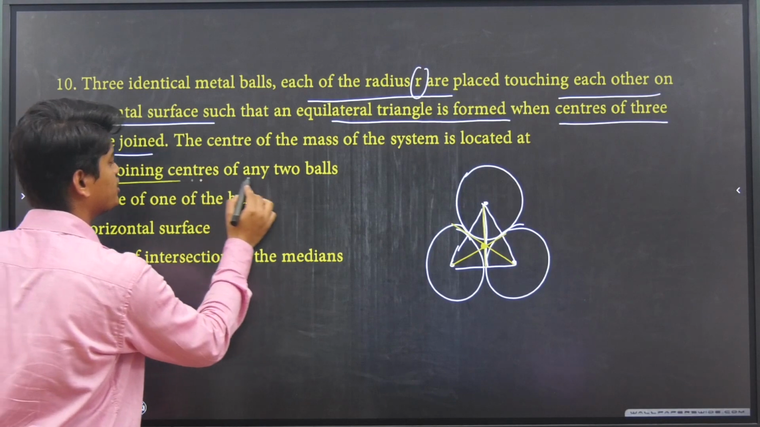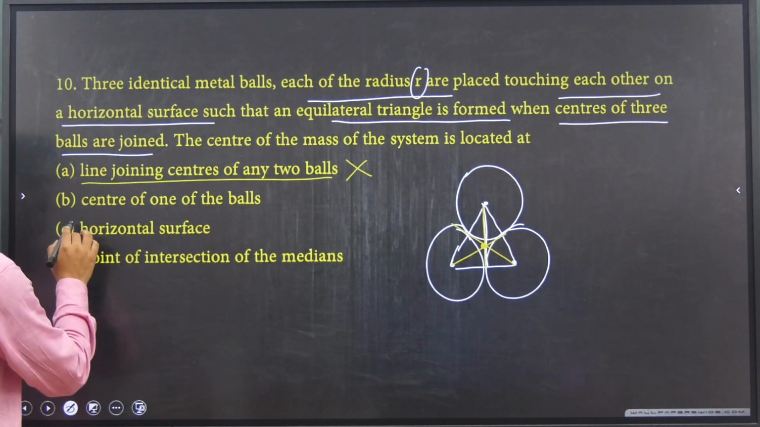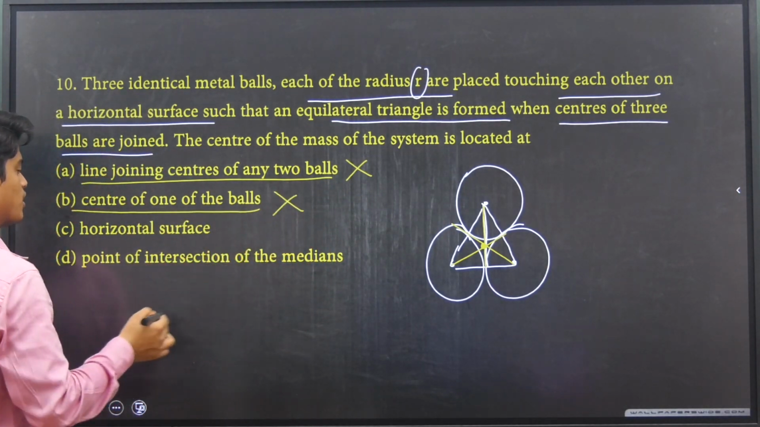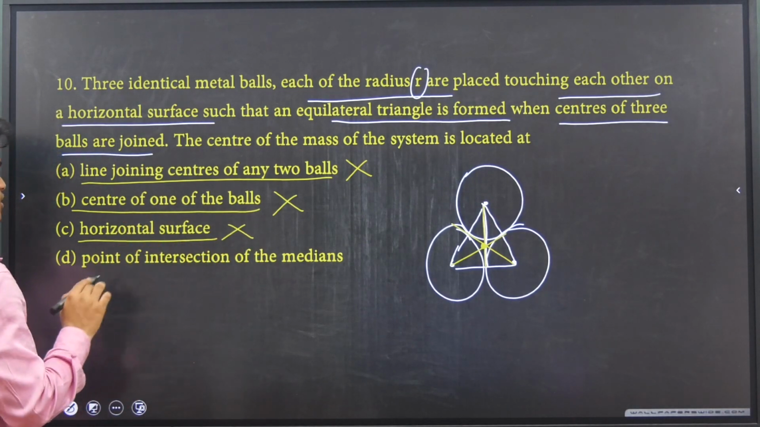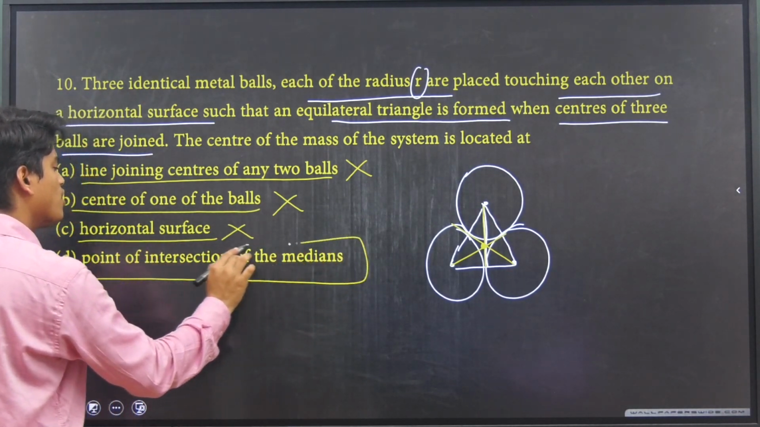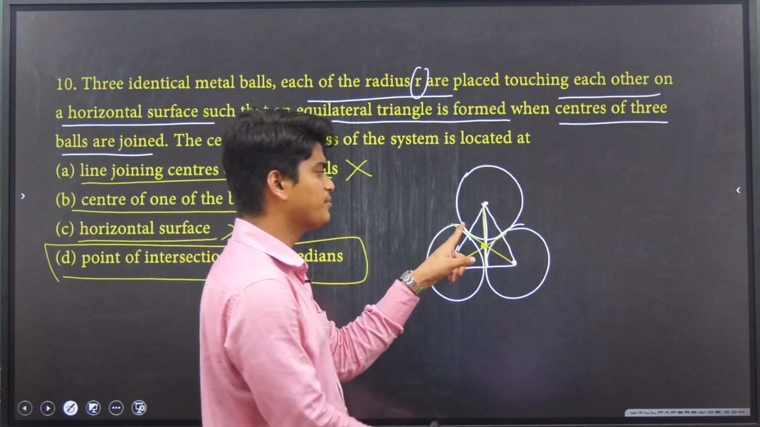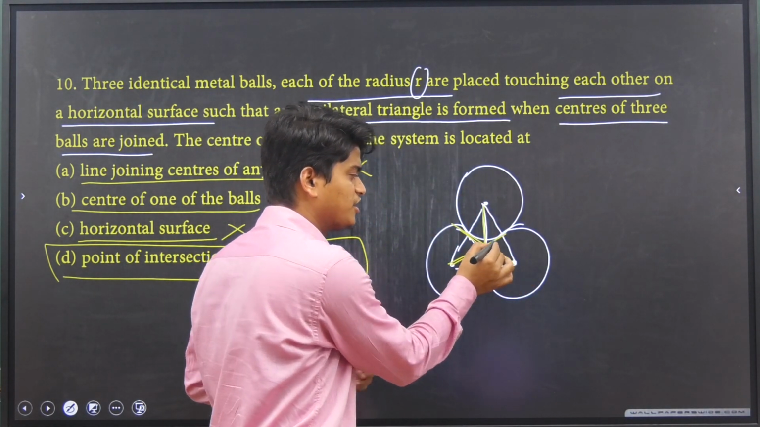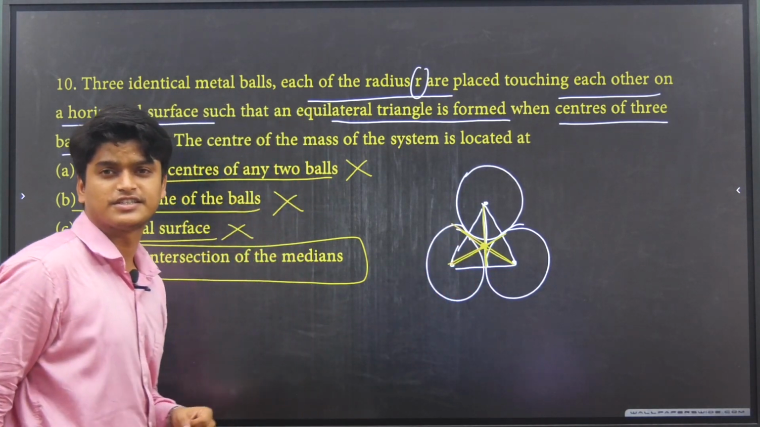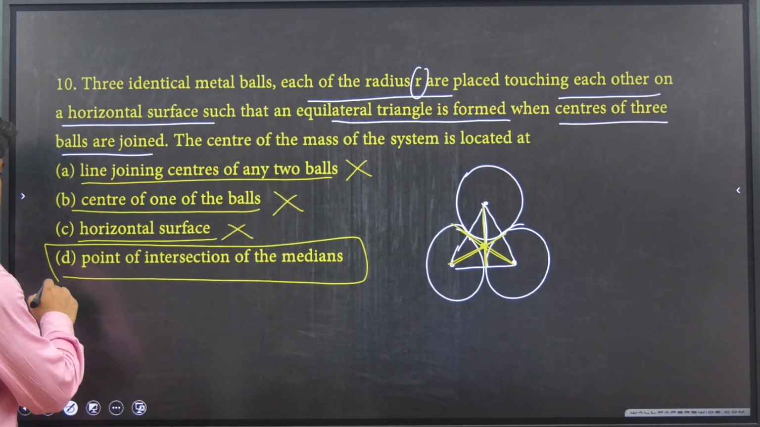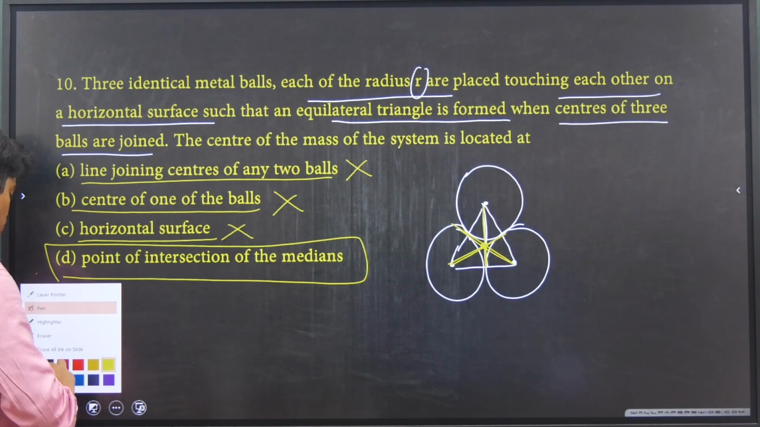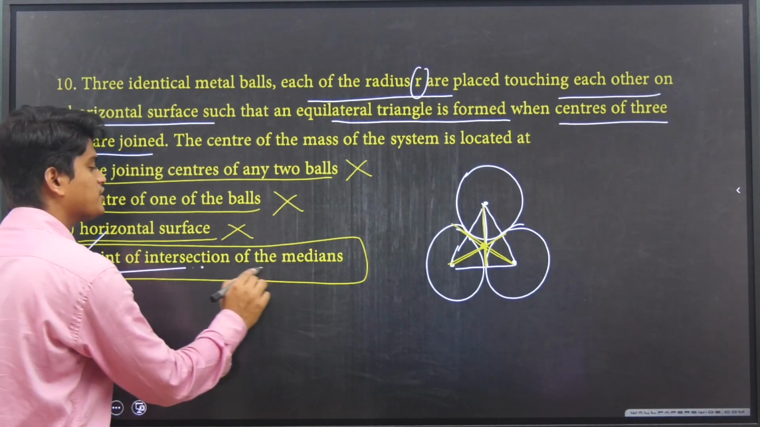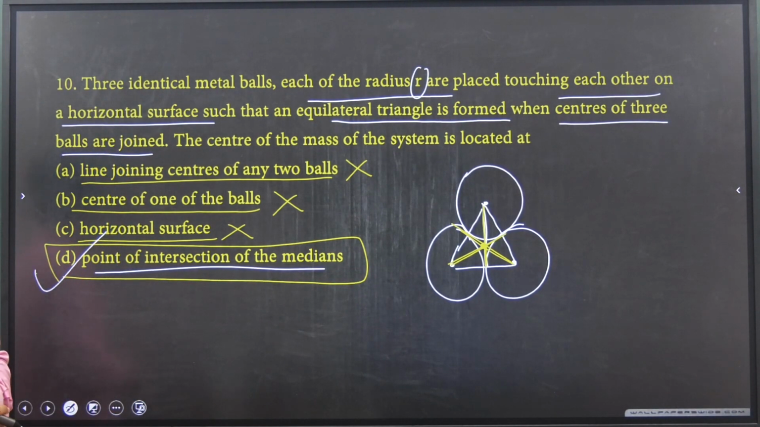They are telling: line joining the centers of any two balls, not correct. Horizontal surface, not correct. Point of intersection of the medians. I told you, always remember, this is one median, this is the second, this is the third. Their intersection is here, so the center of mass is represented here. I hope everybody understands. So your answer will be option D, point of intersection of the medians.